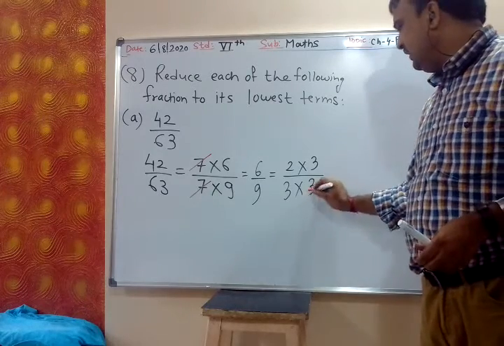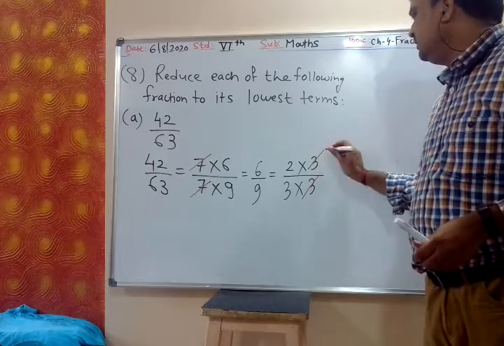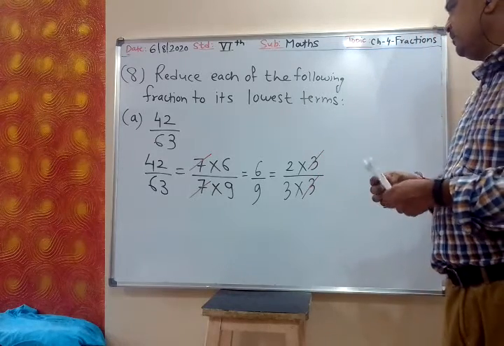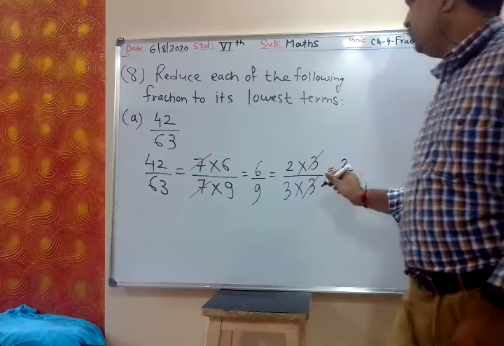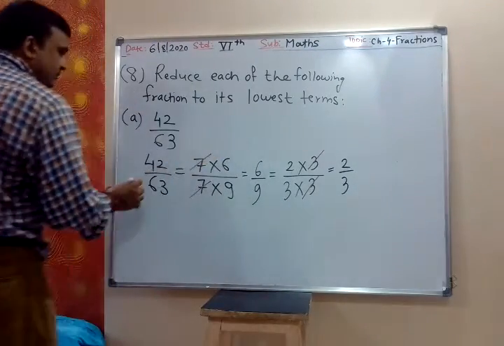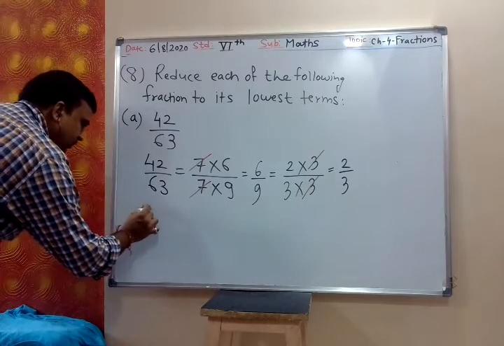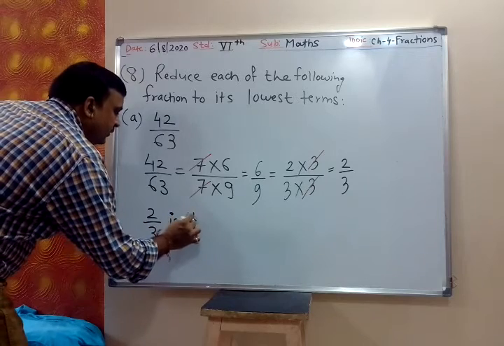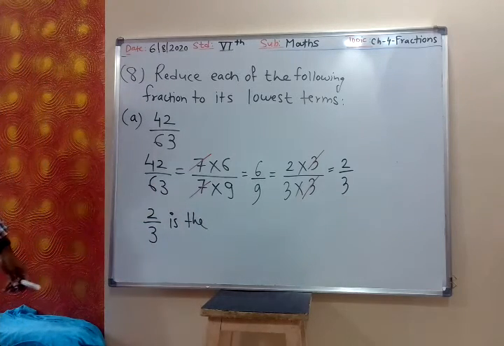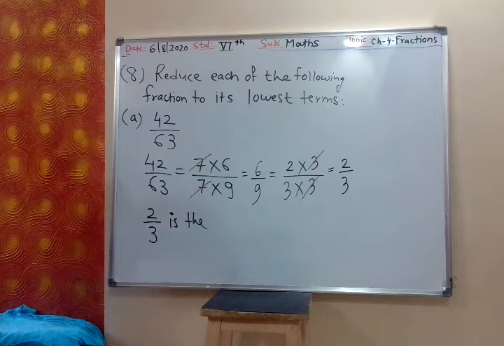Yes. Now I will cancel 3 also. So what is left? 2 upon 3. So 2 upon 3 is the lowest term. Yes, 2 upon 3 is the lowest.